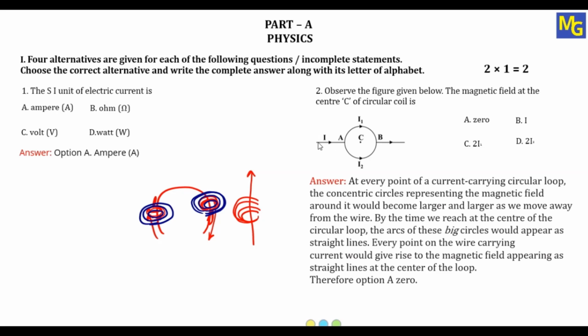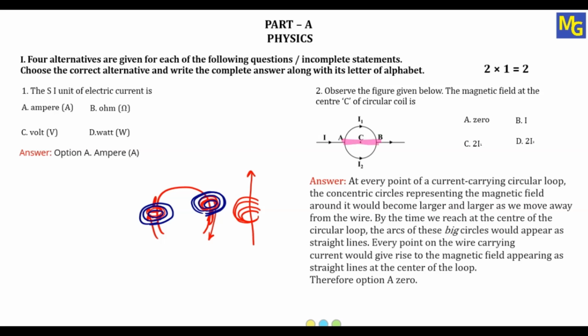Once the current enters a straight conductor and once it divides into the circle, when the current is moving in this direction, the circles will be formed here. In the same way, when the current is moving in this direction, again the circles will be in the same direction. And when the circles increase at the center, when both the concentric circles join, here they will form a straight line.